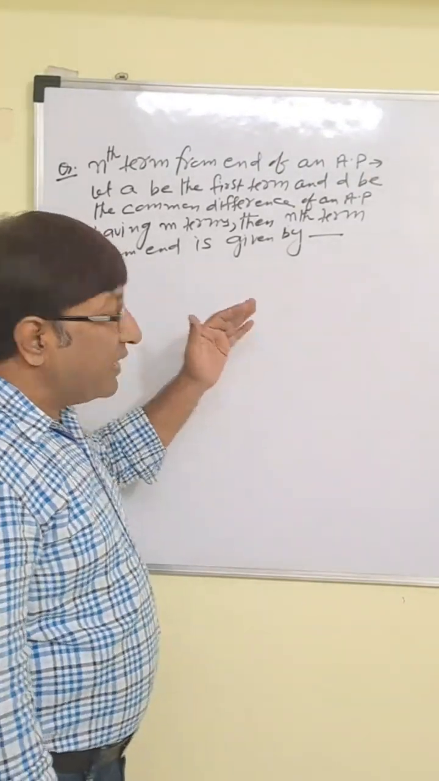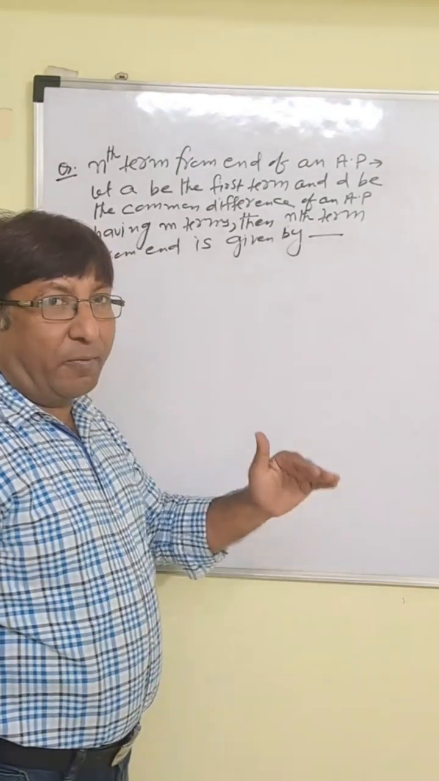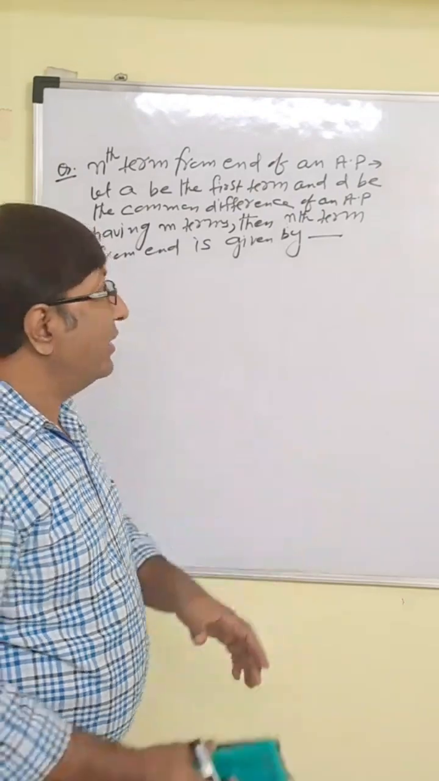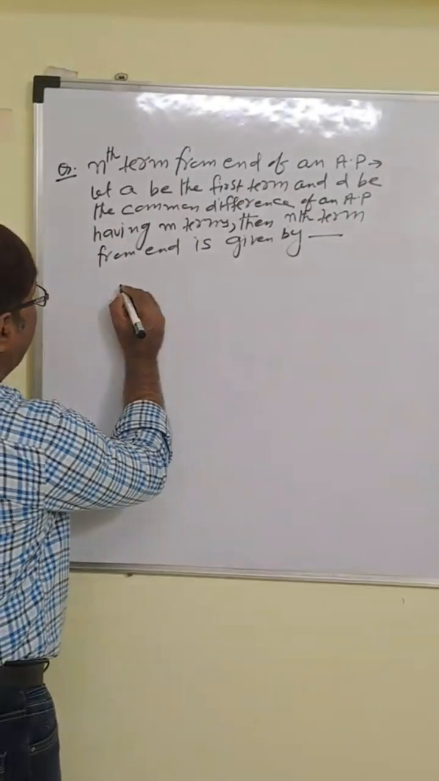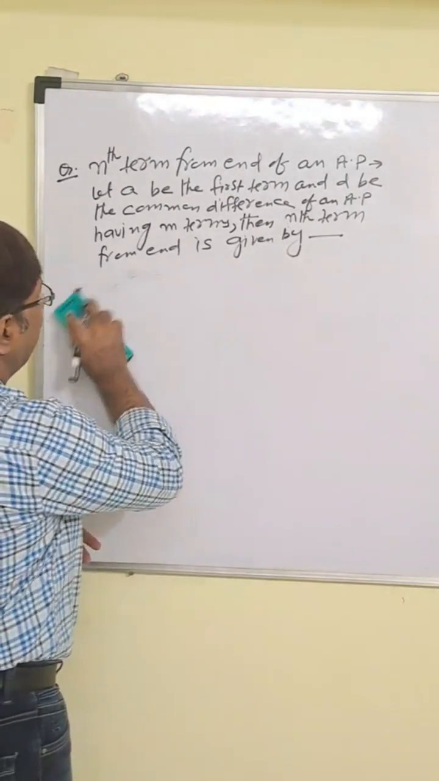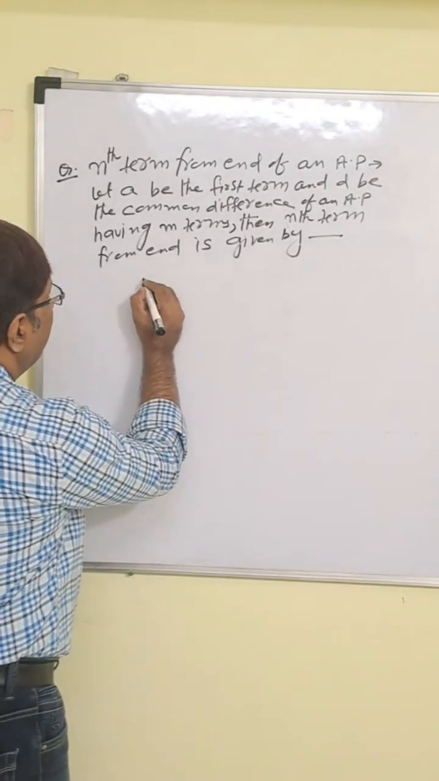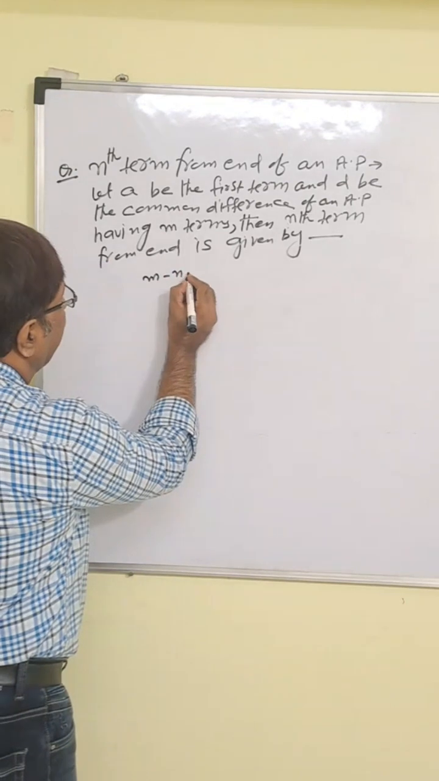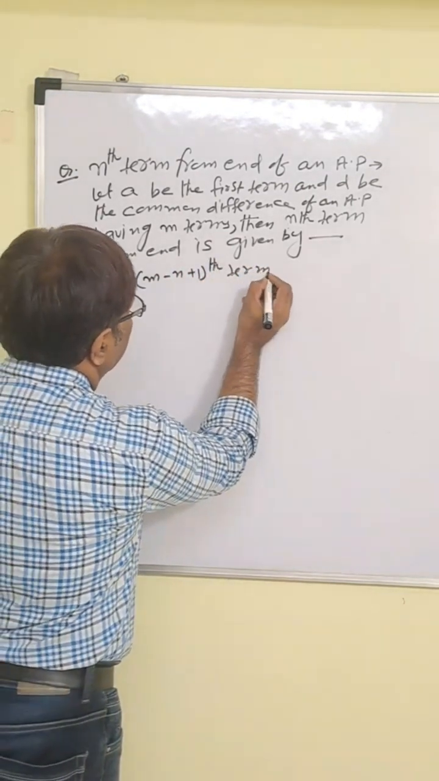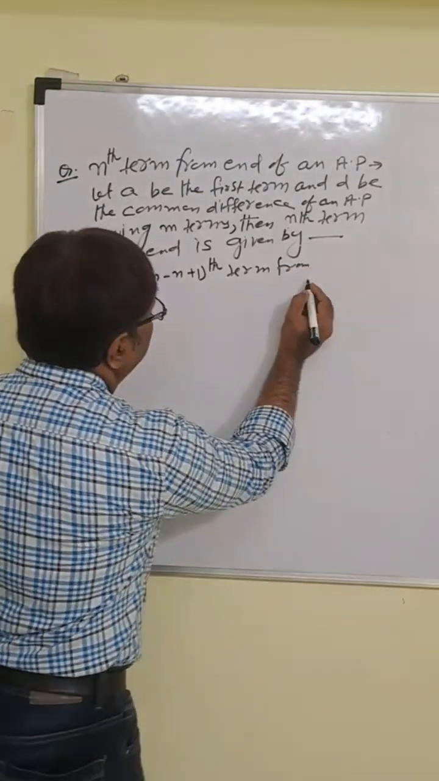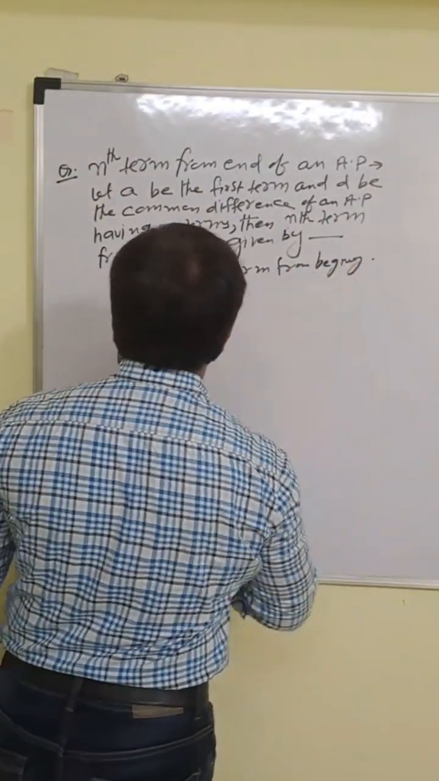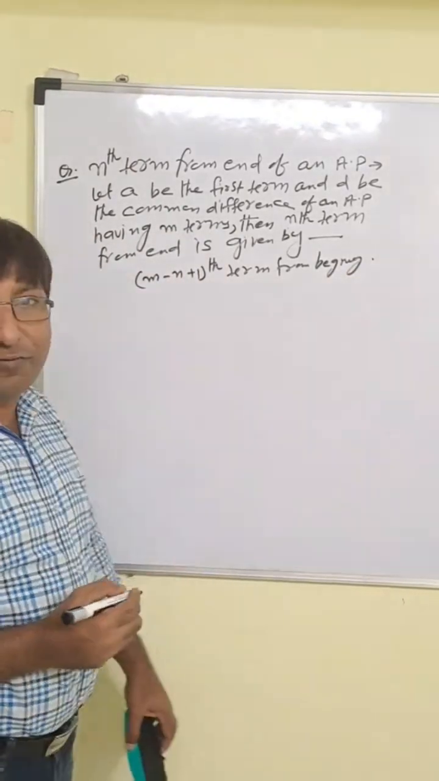So if any AP is given, the first term is known and the common difference is known, then how can we find the nth term from the end? The simple technique is this: the nth term from the end is given by the m minus n plus 1th term from the beginning.